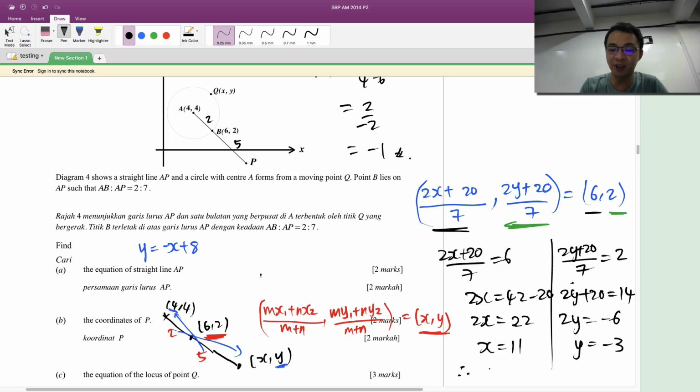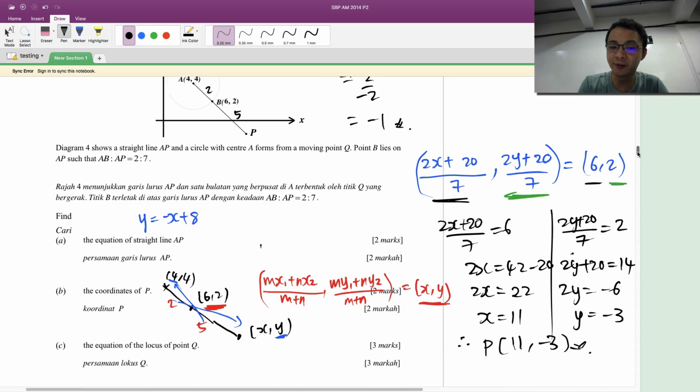So I can get my coordinate P easily: 11, negative 3. This one should be okay, right? This one is just a normal ratio formula. Okay, if there's no problem, I'm going to move on to the next one.